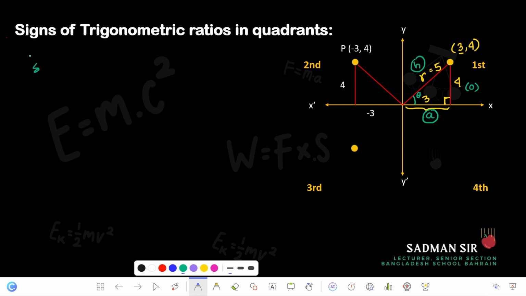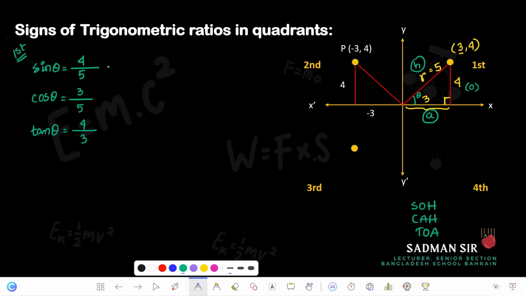Now, this is for the first quadrant. If I want to know what is equal to sine theta, if you remember, we learned about this one. That means sine equals opposite by hypotenuse. So opposite is 4 and hypotenuse is 5. So 4 by 5. And then cos is adjacent by hypotenuse, so adjacent is 3 and hypotenuse is 5. So 3 by 5. And then tan theta is equal to opposite by adjacent. So that is 4 by 3.